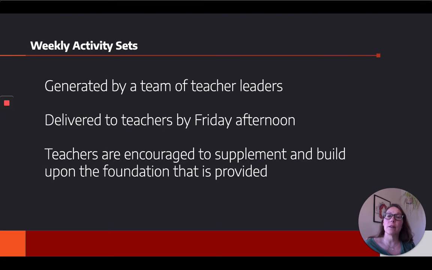The weekly activity sets will be generated by a team of teacher leaders at your grade level. They'll be delivered to teachers by Friday afternoon. Teachers are encouraged to supplement, edit, change, and build upon the foundation that is provided. The goal of the weekly activity sets is to provide a foundation that teachers can build from.